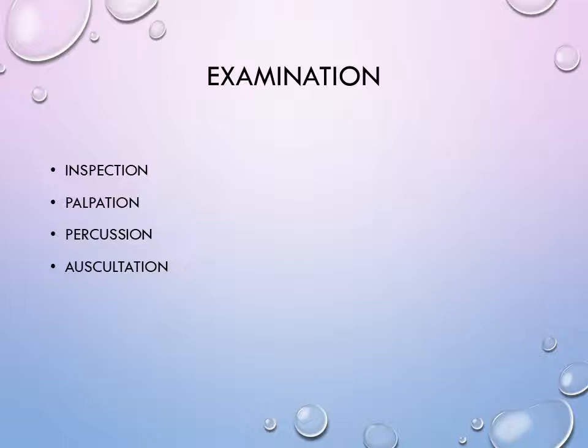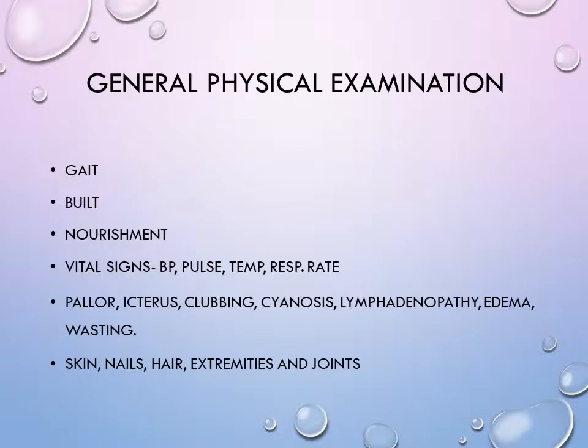So the four stages in the examination, as you're all aware, are the inspection, followed by the palpation. We use our fingers to palpate, and the instruments are used to percuss, and of course we have the auscultation. The auscultation is not so much carried out inside the oral cavity, but for systemic disorders, yes, we do perform the auscultation. Now, coming to the general physical examination, gait is nothing but the style or the nature of walking.